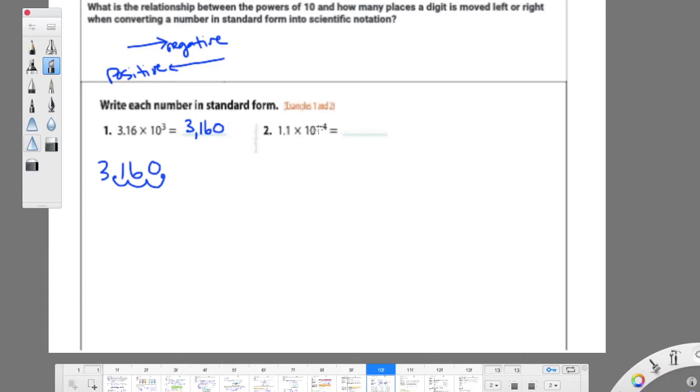All right, so this one we have 1.1, and I have a negative 4. That's telling me it's a small number.